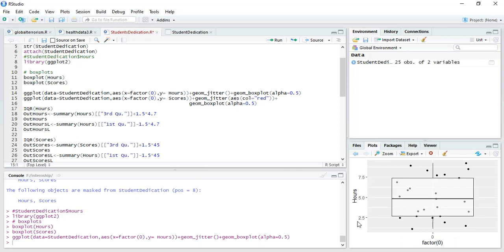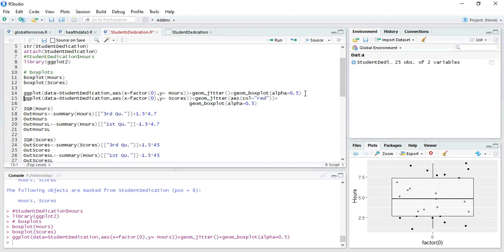This is the hours time, going from 2.5 to 9, 10. Then there is geom jitter. Why geom jitter? Geom jitter is to get all these points. And then there is geom boxplot. Alpha is 0.5, which means the dots inside are also transparent. Basically, it is just to make it transparent.